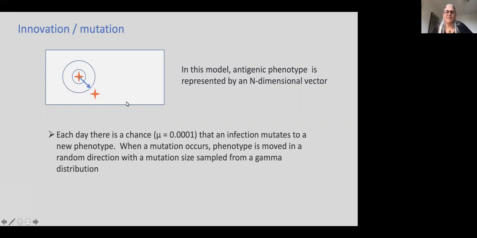Importantly, the mutation is where the trick of this model comes in. The mutation occurs at a certain rate. This is a stochastic, individual-based model, as before. When a mutation occurs, you choose the direction of the phenotype change at random, but the size of the mutation is chosen from a gamma distribution, based on some empirical data. Most of these steps are going to be small, but eventually you'll have a bigger step. This is essentially a phenomenological representation of what Katia Koelle did with the genotype-phenotype map, represented here in a simpler way.